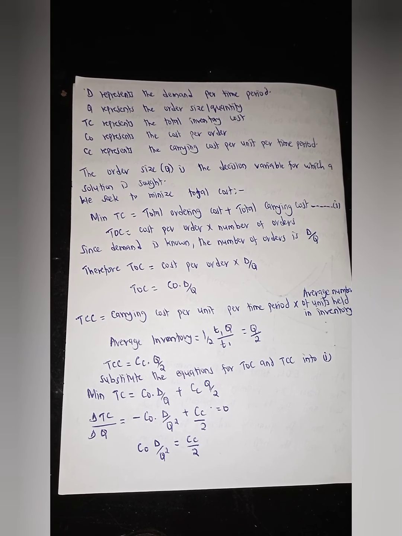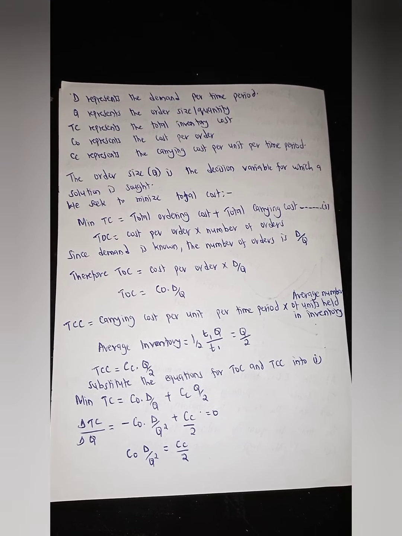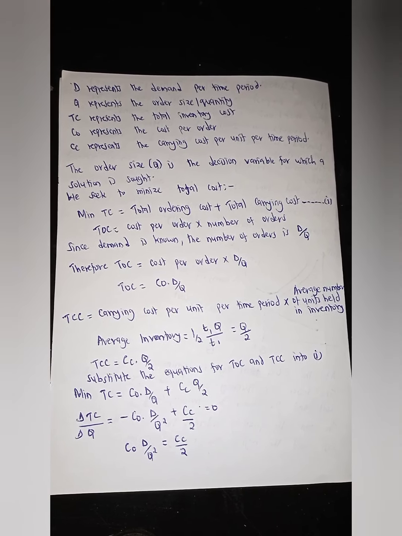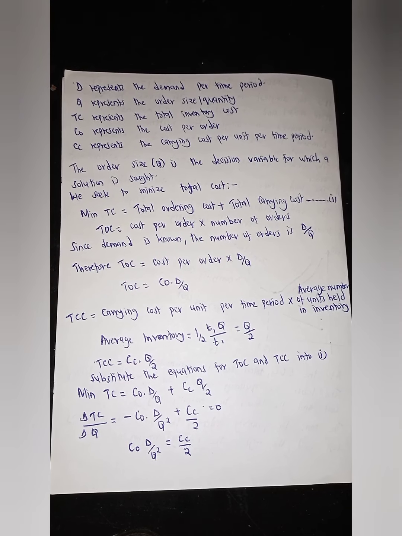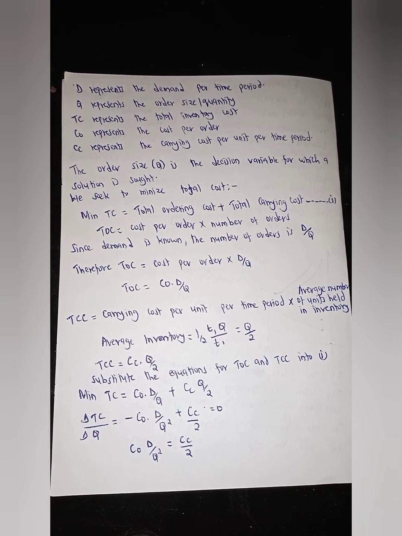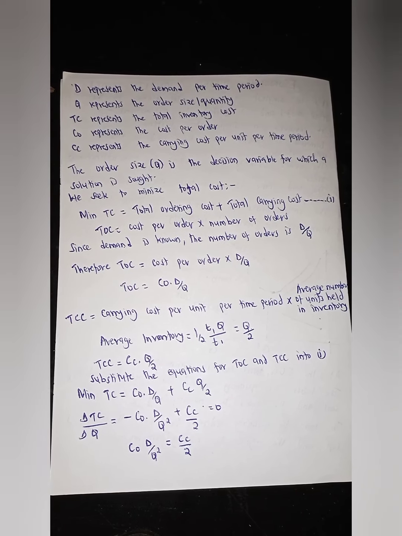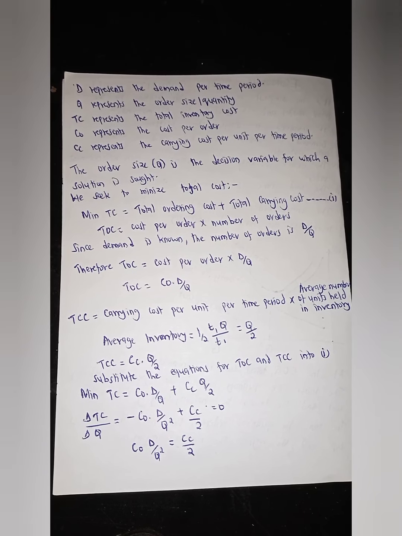The total carrying cost is going to be the carrying cost per unit per time period times the average number of units held in inventory. Average inventory is going to be a half, 1 over T times Q over T, where T represents the time period, and when you simplify it, it is going to be Q over 2. Therefore, total carrying cost is going to be CC times Q over 2.